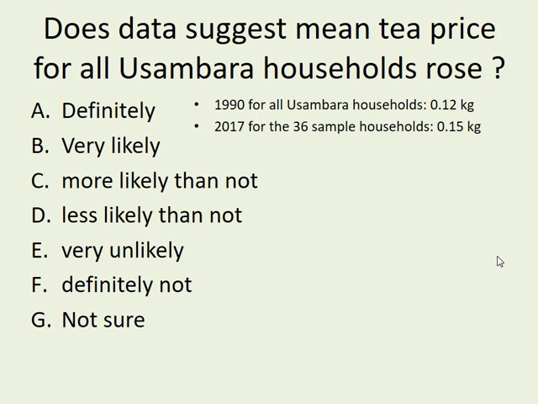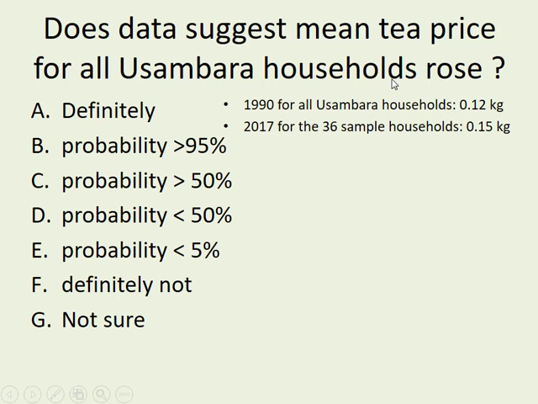This ordinary language way of looking at things is fine, but sometimes you want to be a bit more precise and put numbers on it. So if we took the same range, same figures, does the data suggest that mean tea price has risen for all Usambara households? Where would you put it in this range? Again, the same figures, but how would you phrase it in terms of probability? Have a think about what you'd answer for that. If you want longer, have a pause of the video, but I'll carry on now and conclude, and then we'll discuss it in class.